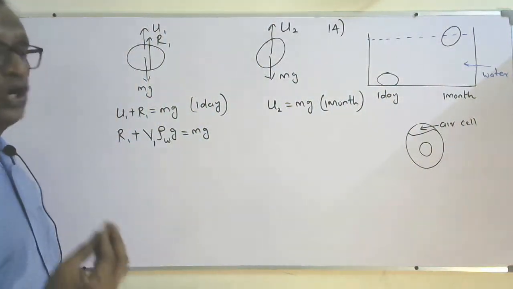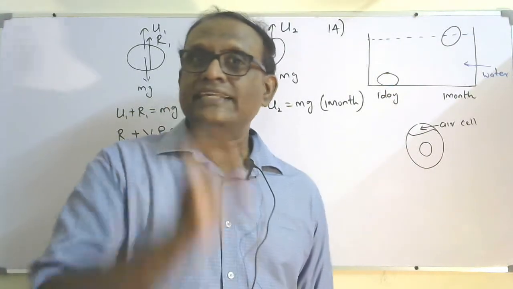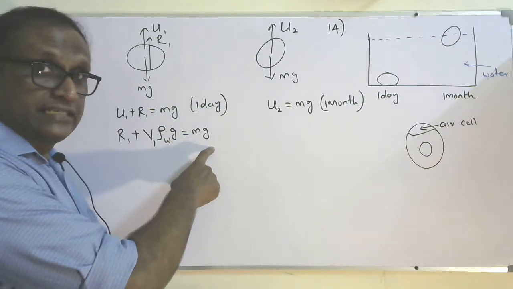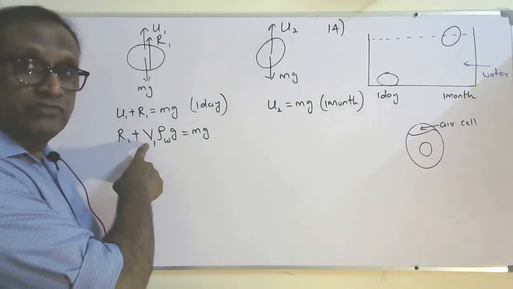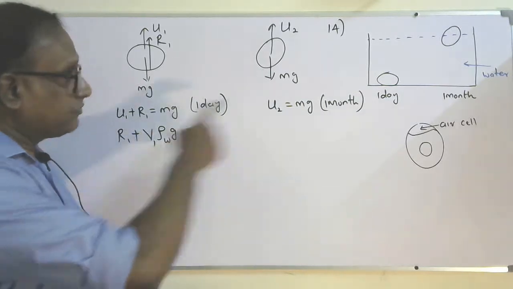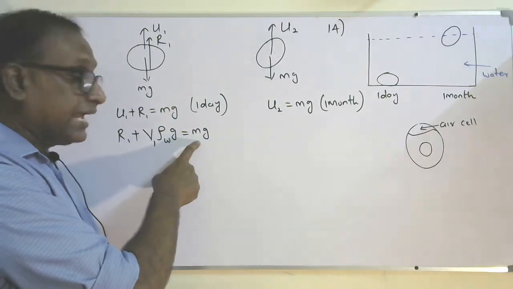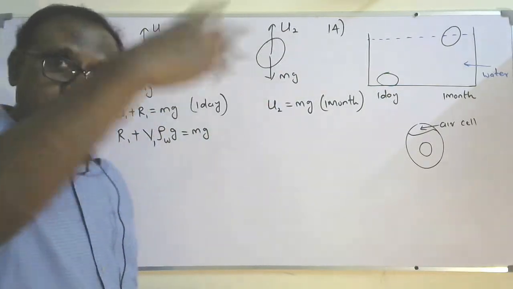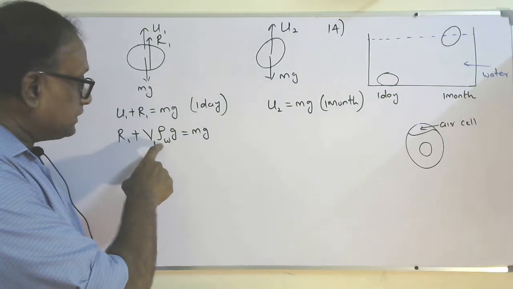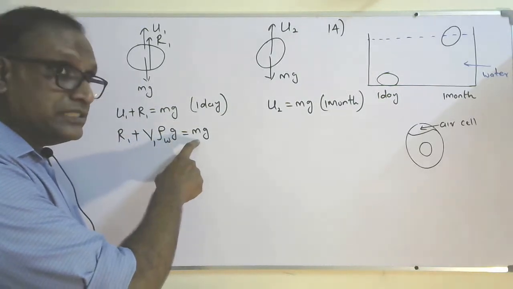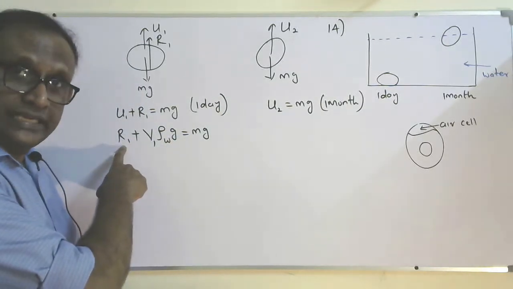Now look here. According to statement one, what's happening? Air is going out of the egg, which means the weight is decreasing. So the right hand side is decreasing gradually, with no change in the volume of the egg, right? That is the volume of the egg when it is completely inside, that is V1. No change in V1, no change in rho, no change in g, but mg is decreasing because air is gradually going out as the egg ages, according to statement 1. So as mg decreases, R1 will gradually decrease.